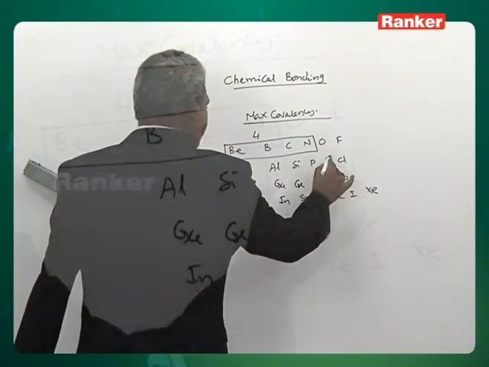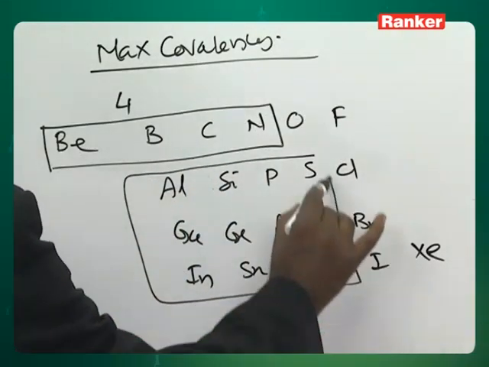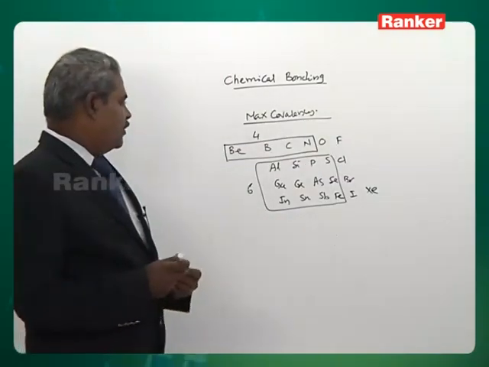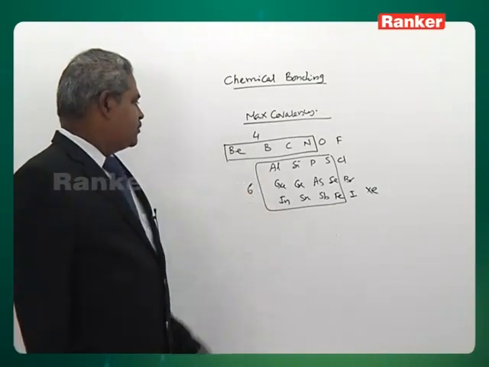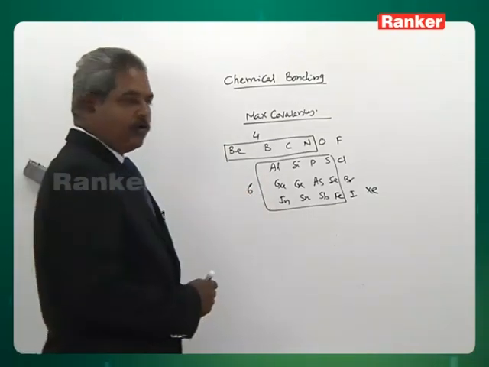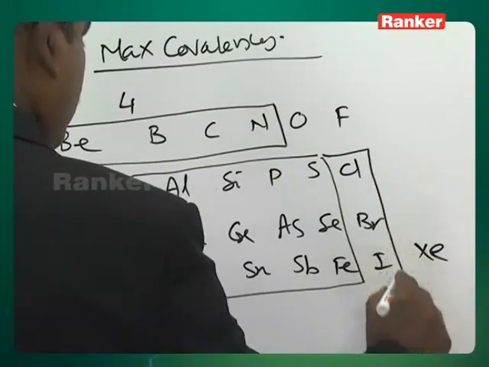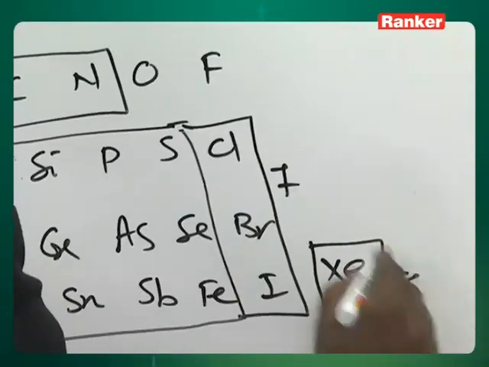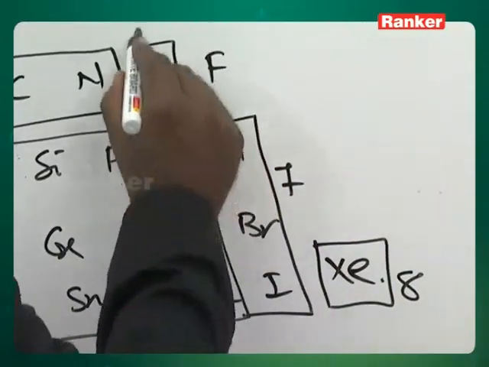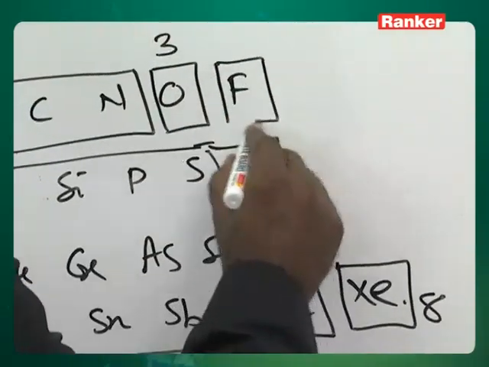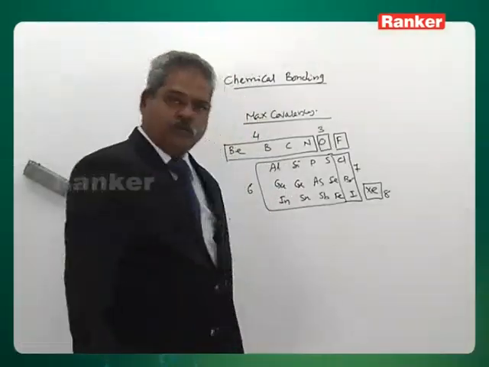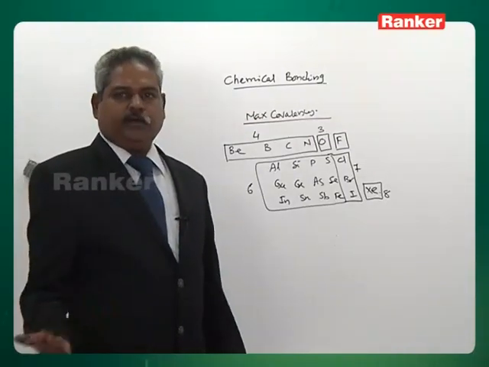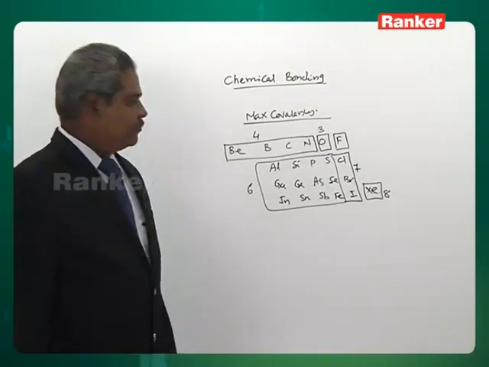And from aluminium to tellurium, a large chunk of them have a maximum covalency of 6. In fact, 4 into 3, 12 elements have a maximum covalency of 6. Chlorine, bromine, iodine have a maximum covalency of 7. Xenon 8. Oxygen 3. Fluorine, you can say 2 if you want. How? By sharing 1, by donating 1.